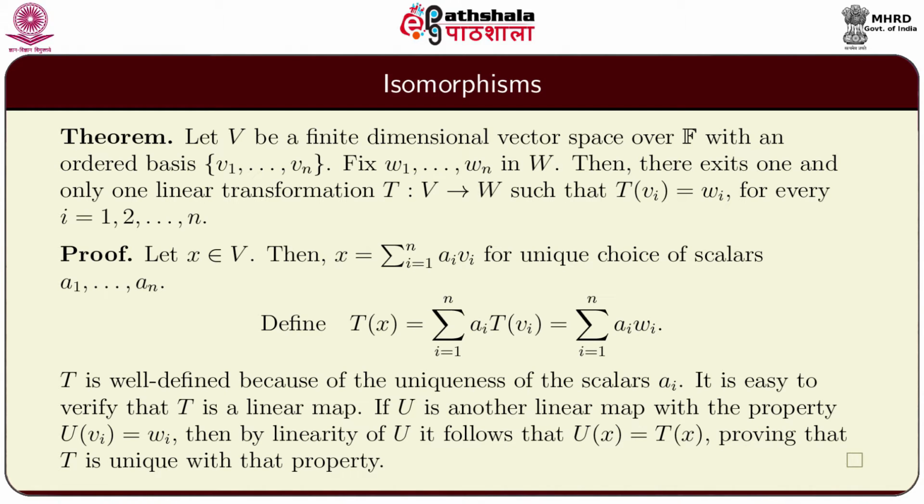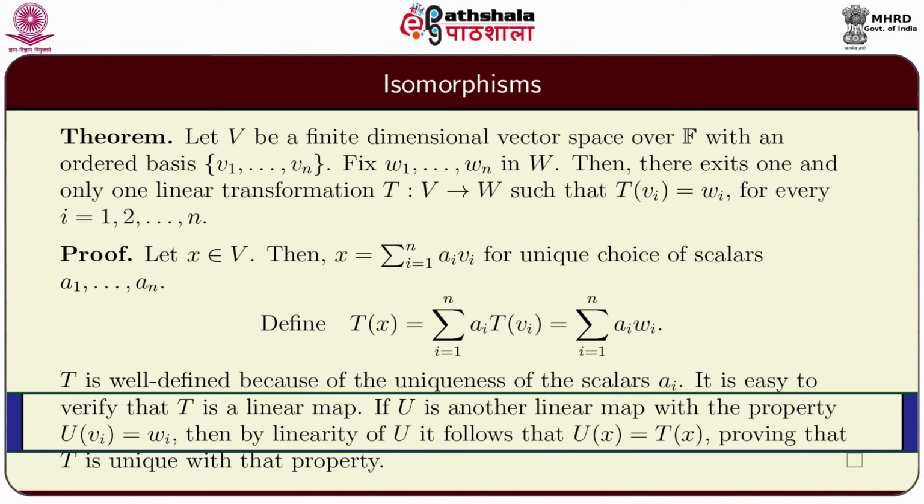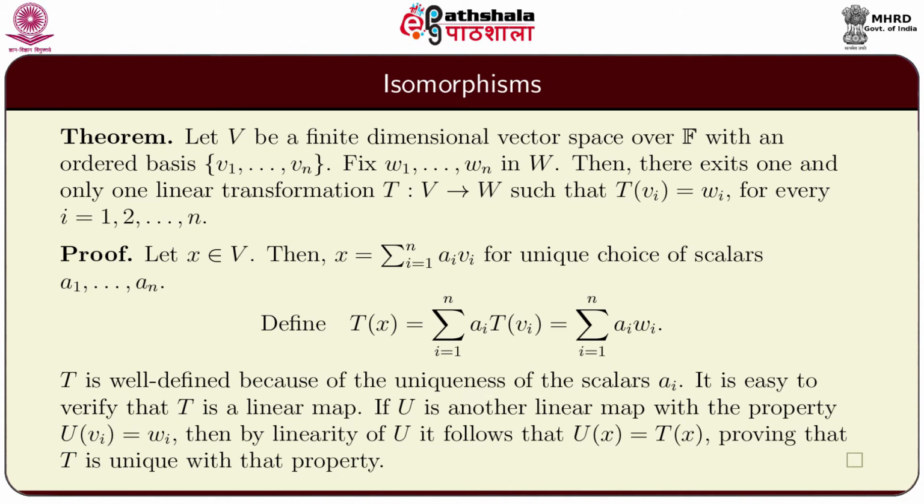First of all, we observe that T is a well defined function because of the uniqueness of the scalars ai. That means that x can be written in that linear combination of Vi's in only one way, and therefore this definition is well defined, and it is very easy to check that T is a linear map, that is T is additive and homogeneous. So, we do have a linear map T from V to W such that T of Vi is equal to Wi.